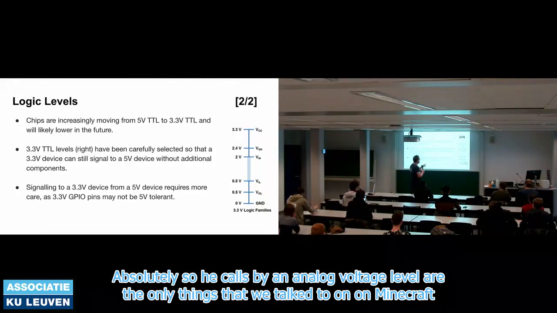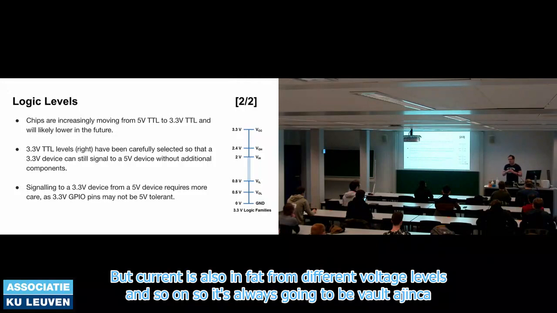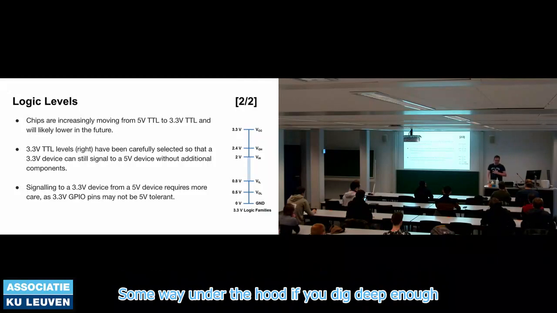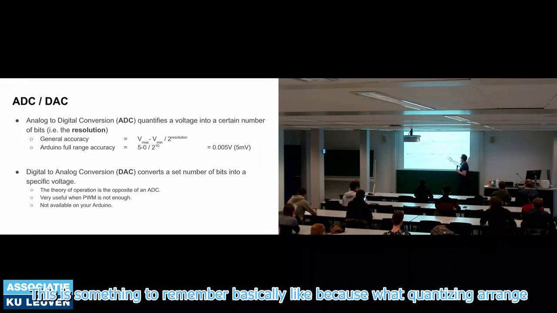The only things that we talk to on our microcontroller in silicon are always electrical. So everything we will deal with is about current and voltage. But current is also inferred from different voltage levels and so on. So it's always going to be voltage in some way under the hood, even for our digital IOs, if you dig deep enough. This is something to remember.